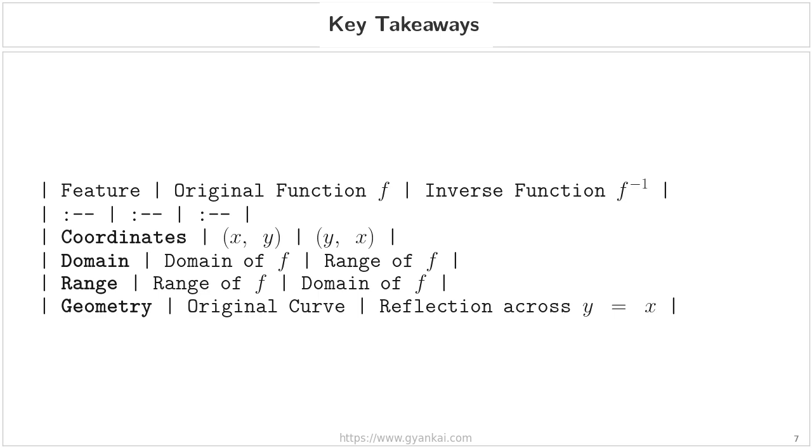Finally, let's review the geometry. While the original function is plotted as the original curve, the inverse function is always its mirror image. Specifically, it is the reflection of that original curve across the identity line, y = x. By keeping these 4 key transitions in mind, you can easily derive or verify the graph of any inverse function, provided the original function is bijective.